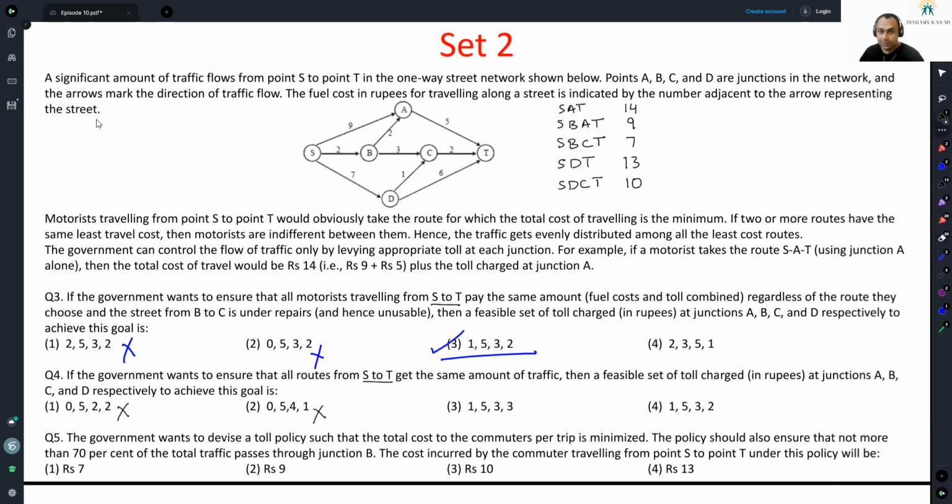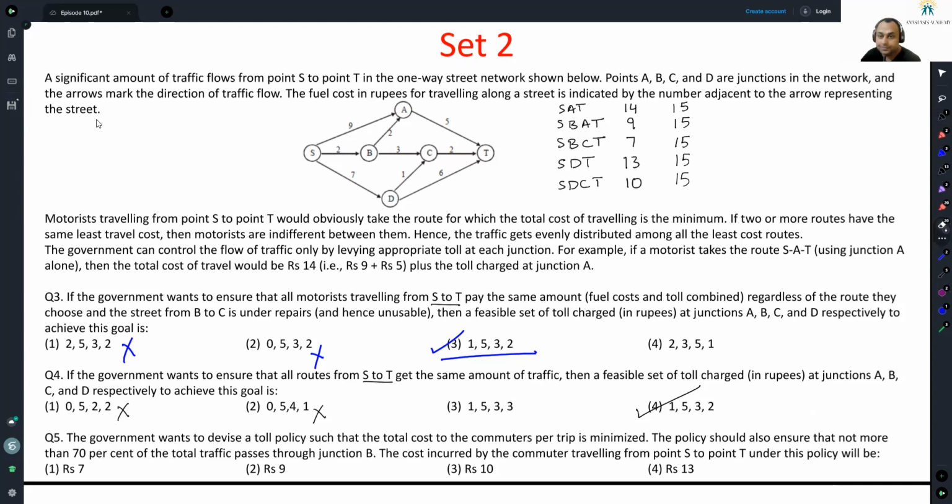Last one, option 4. 15, 15. 5, 3, 8 more. So 15. SDT, just 2 more. So 15. DC, 5 more. 15. Yes, the charges are identical across whichever route you take if the toll charges are option 4.